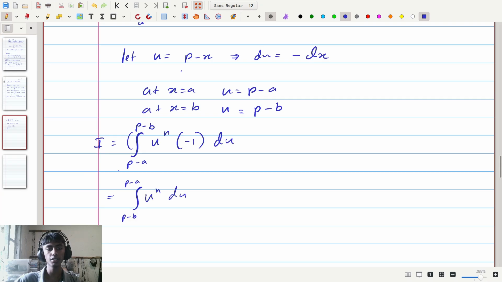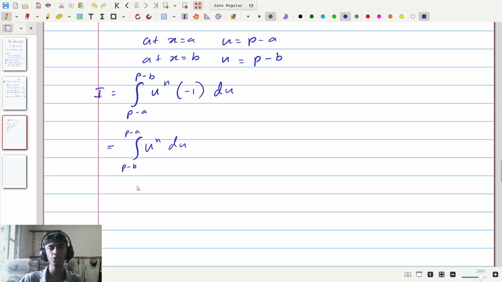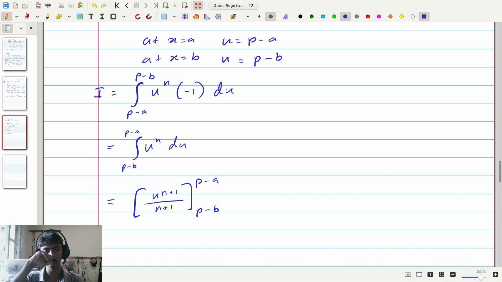of n du. Now then, what we are going to do here is take this thing and evaluate it. We know how to do u to the power of n with respect to u. This is going to be u to the power of n plus 1 divided by n plus 1 for the limits as we get p minus b up to p minus a. This is what we have to evaluate.